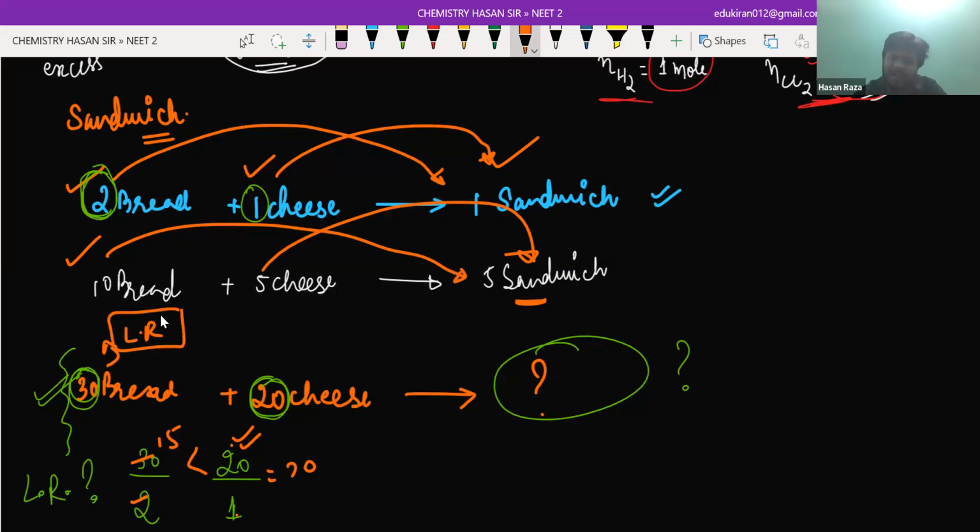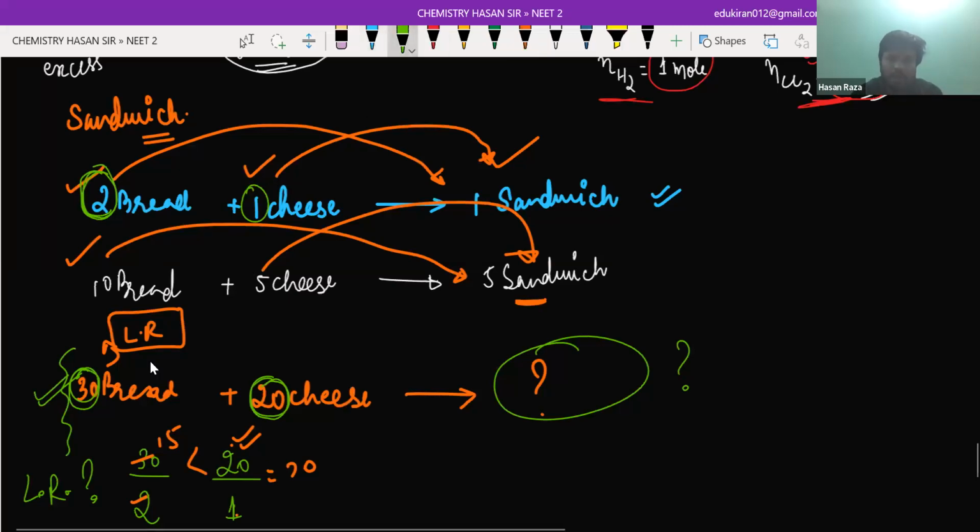Are you getting my point? This is how you can easily calculate and recognize the limiting reagent. Are you getting my point, Aisha and Rabia? Yes. Now, what you need to do is very simple. You know that the product formation will depend upon the limiting reagent, not on the one which is in excess. Are you getting my point, Aisha, Rabia? Yes, sir.